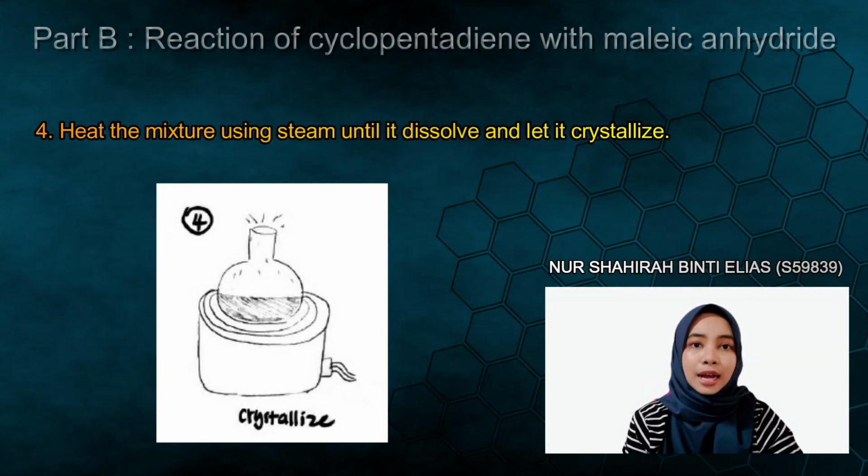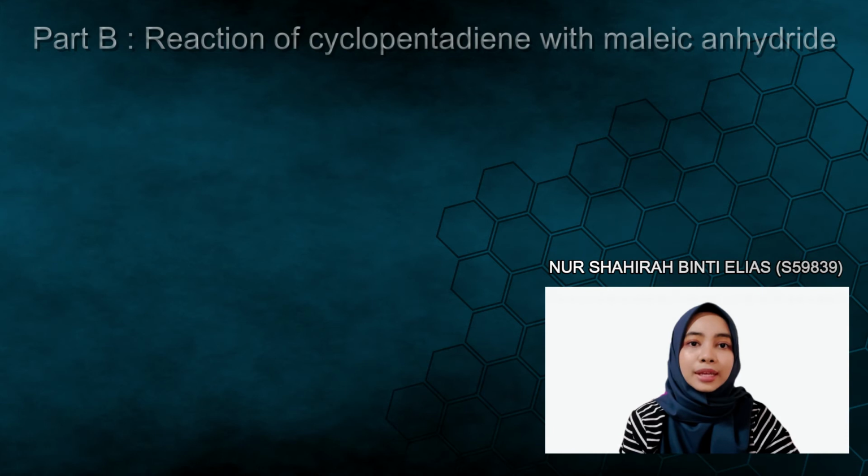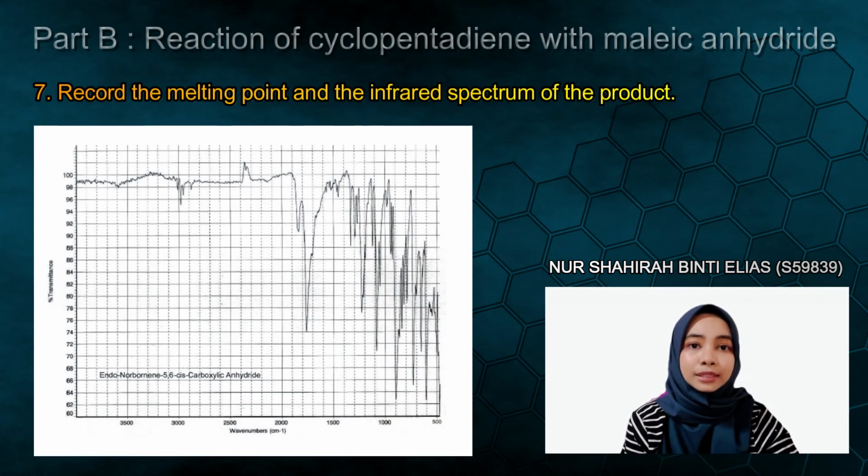Next, heat the mixture until it dissolves and let it crystallize. Filter the crystals formed by using the Buchner funnel and weigh the product. And the last is to record the melting point and the infrared spectrum of the product.